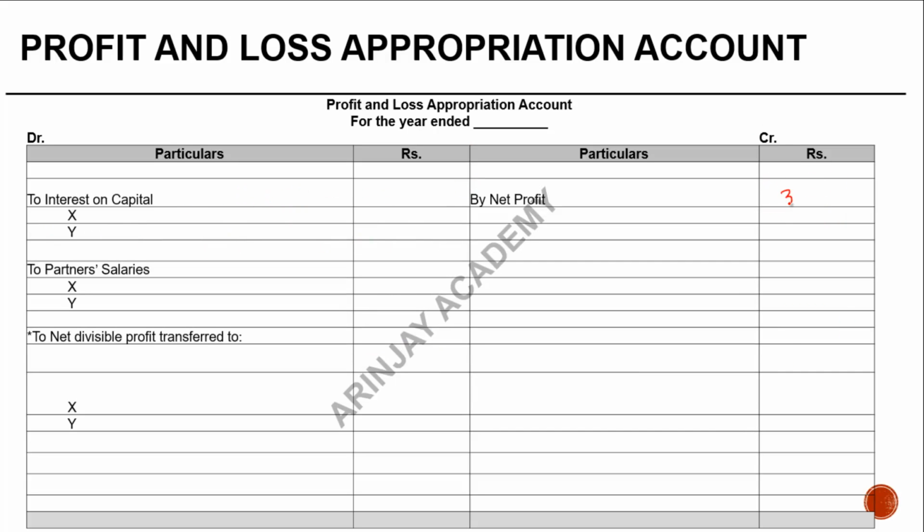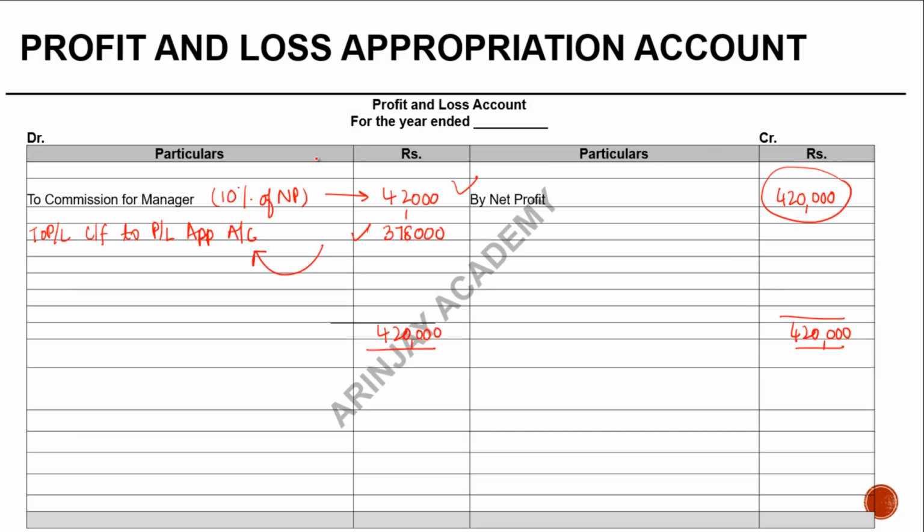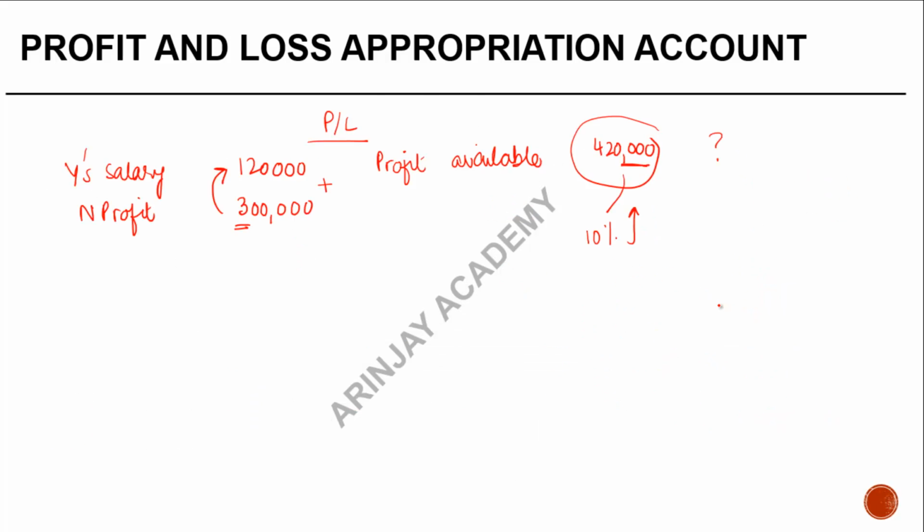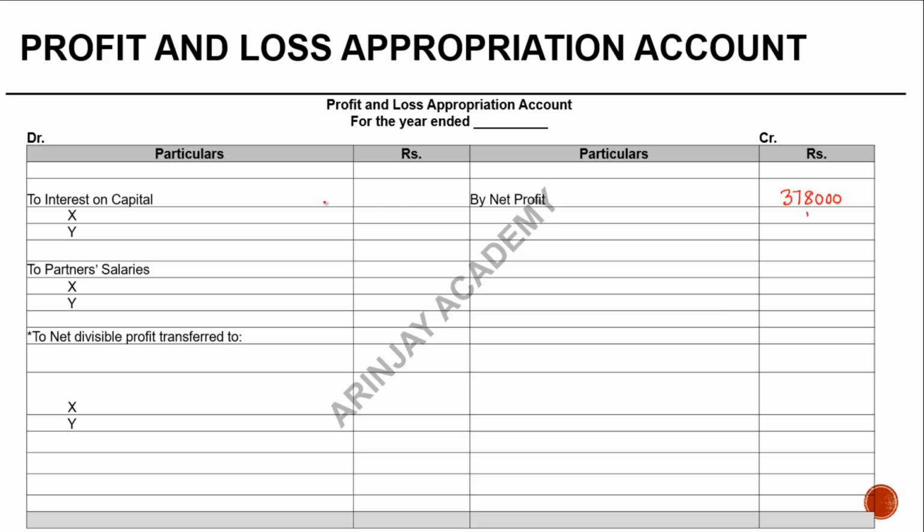So how much is the net profit which I get? It is 3,78,000. Interest on capital X and Y, we have already calculated how much were these numbers. These were 36,000 and 27,000. Right? So I'm just going to put in 36,000 here, 27,000 here. Right? To partner's salary, X does not get a salary. Y, he gets 1,20,000 as salary.